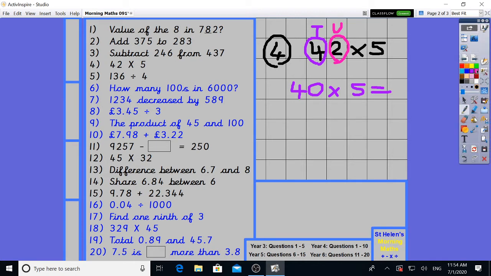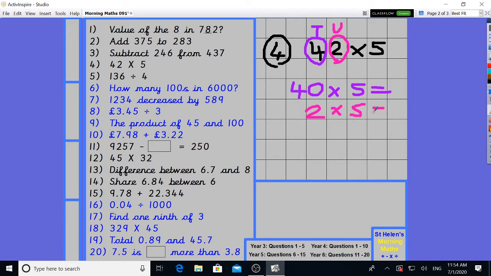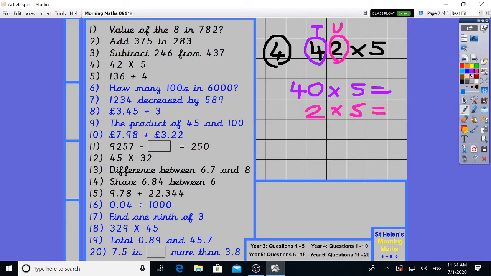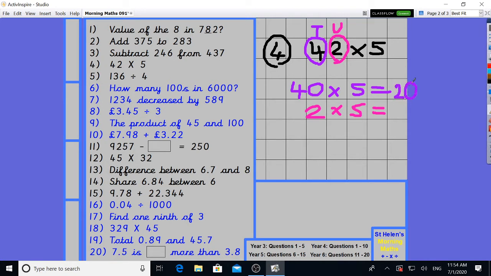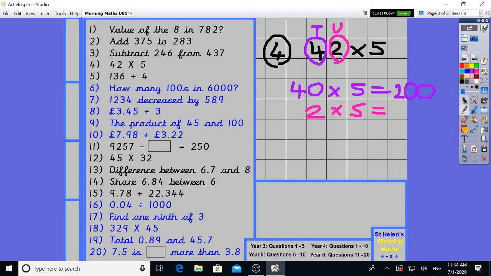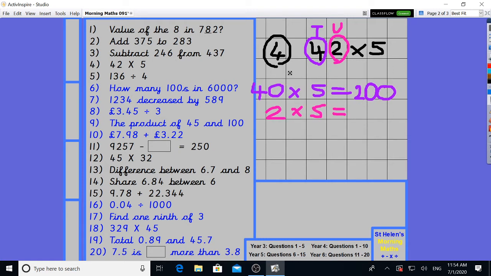What colour was that? 2 times 5. What's 40 times 5? Well, it's like 4 times 5. 4 times 5 is 20. Makes a 0, but then we need to place this other 0. I hope you can see that. It says 200. It's going off the edge of the page a bit. It says 200. 40 times 5 is 200. And 2 times 5, well, that's easy.